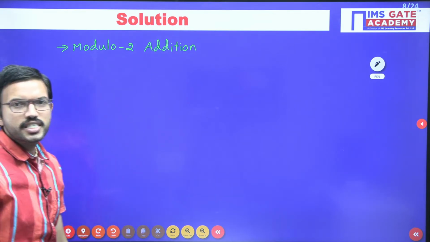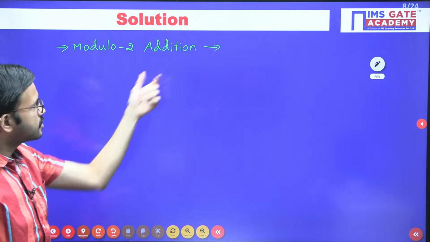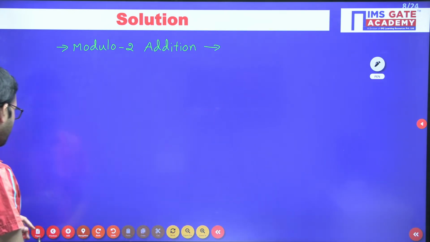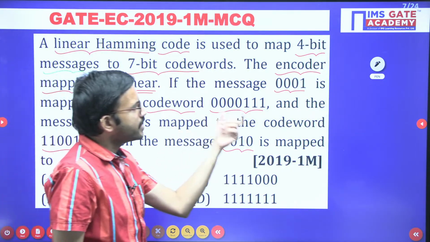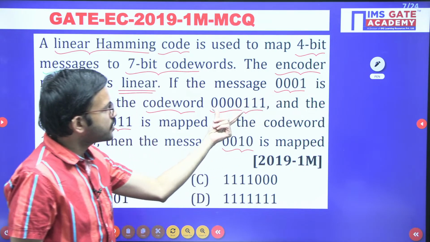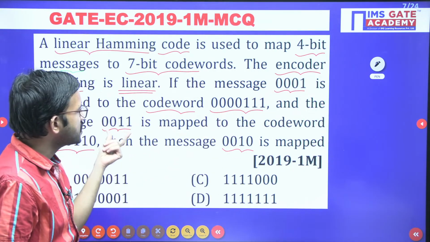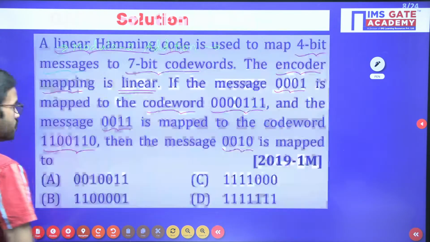Modulo 2 addition is nothing but which logical operation? Okay, I will mention the answer shortly. Meanwhile, I am expecting from your side, what is the answer? Meanwhile, I will write the two cases. When this is the message input, the corresponding code word is this one. Similarly, when this is the message, the corresponding code word is this one, right? So these two, meanwhile, I will write down.